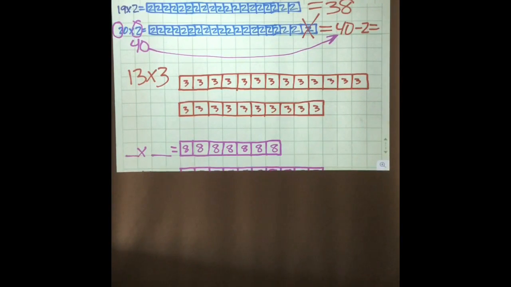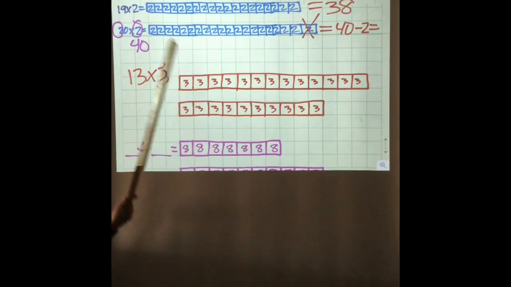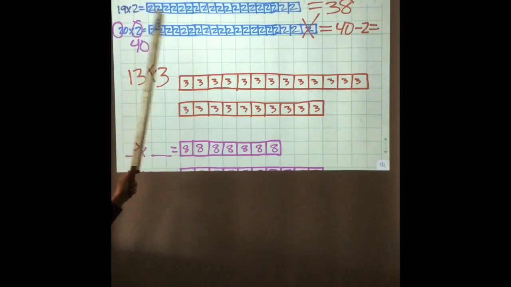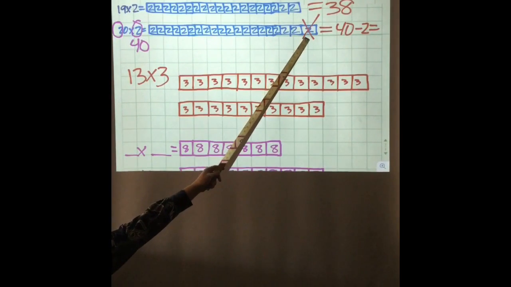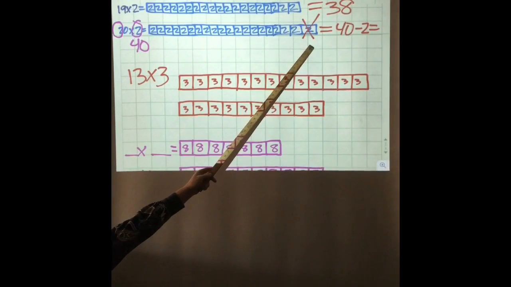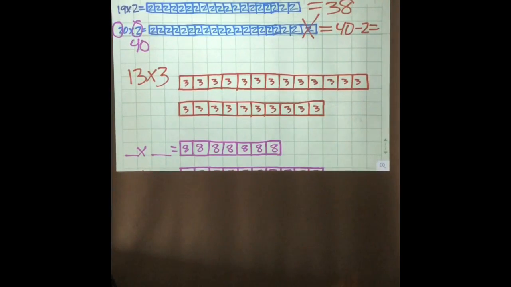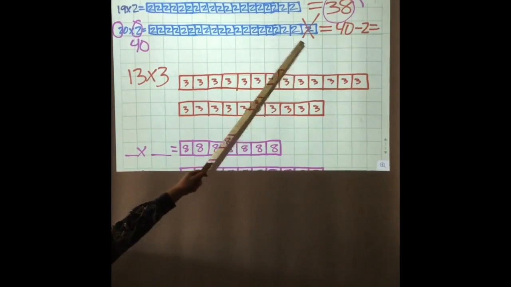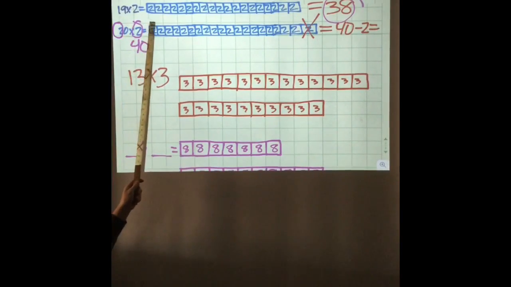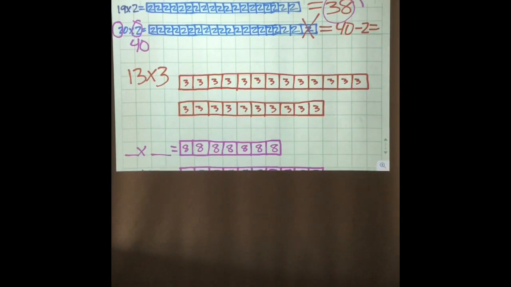Now we know it's 40, right? So what do we do to find out what 19 times 2 is? Well, if you notice, we had one extra box, or a difference of 2, right? So all we have to do is take our difference off, so 40 subtract 2 is going to give us 38. And that's our answer for our 19 times 2, and we can do that mentally.